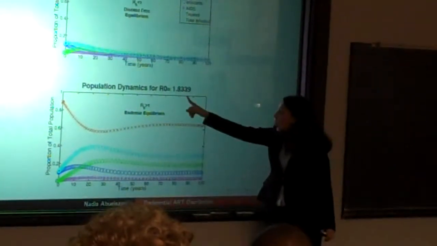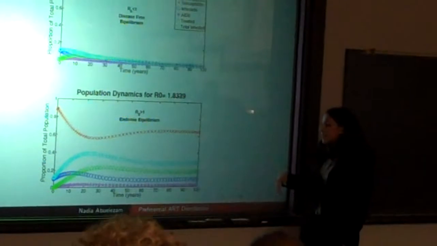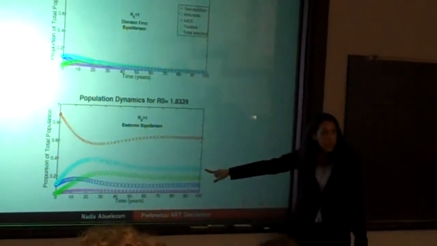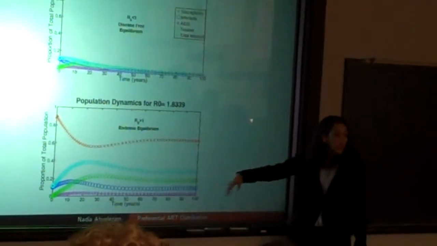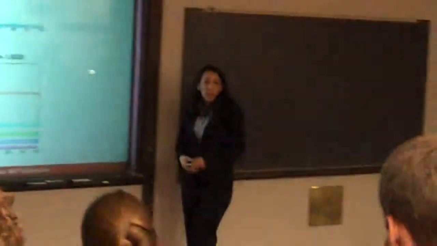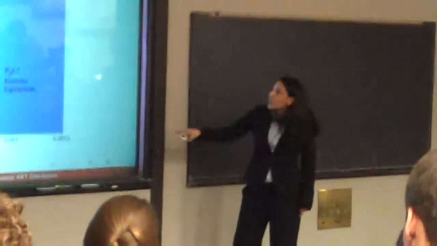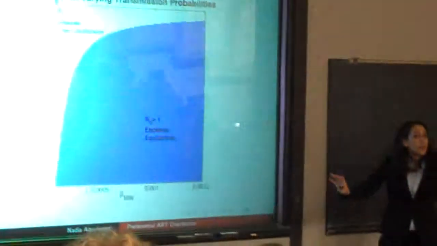And in this case, where R0 is greater than 1, here it's about 1.8, we do have a proportion of the population that's actually remaining constant. So we have an endemic equilibrium in this case. So R0 is actually working as we would expect it to work, which is pretty awesome. R0 is also working as we would expect it to work with varying parameter values.